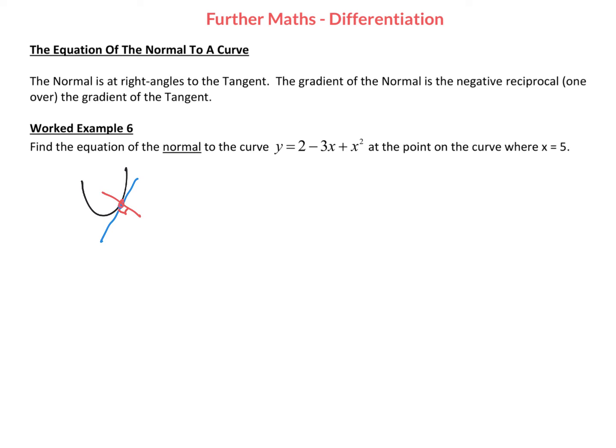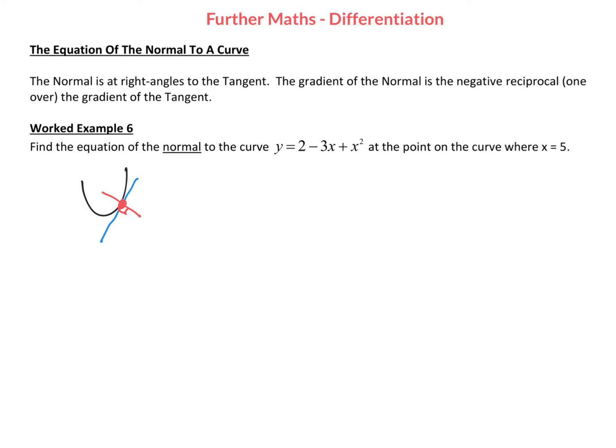So it still uses this point on the curve, but the gradient is perpendicular to the gradient of the tangent. And the way that we do that, we know from straight lines that the gradient of the normal is the negative reciprocal of the gradient of the tangent. It's minus 1 over. So in this kind of question, we're looking for the equation of the normal to the curve y equals 2 minus 3x plus x squared.